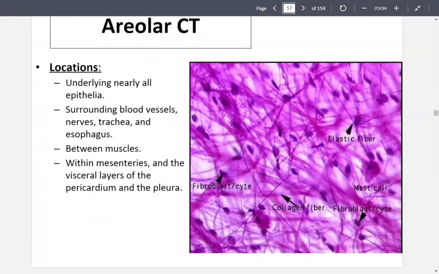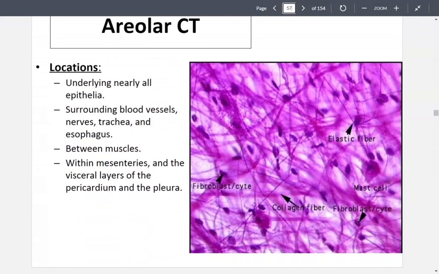Where do we find this? Underlying all epithelial, nearly all. So it's an underlying tissue. We also find it surrounding your blood vessels. We find it surrounding your nerves, your trachea, your esophagus. We find this between muscles.